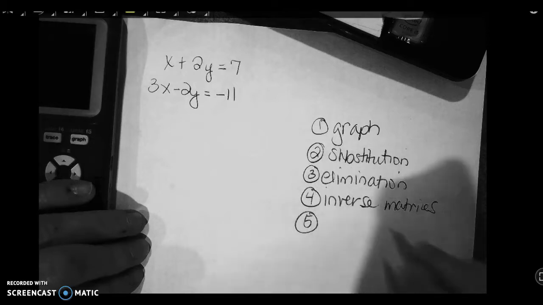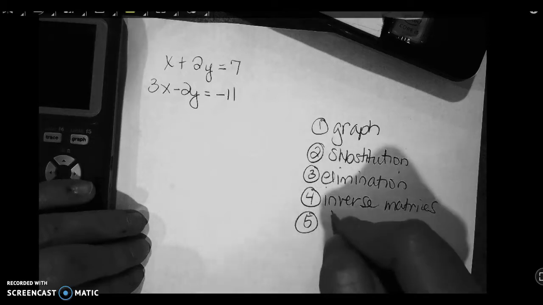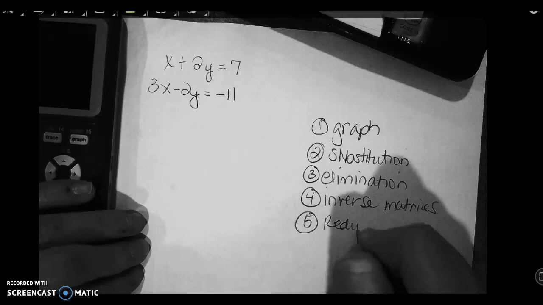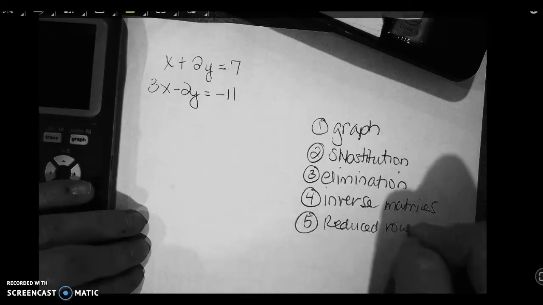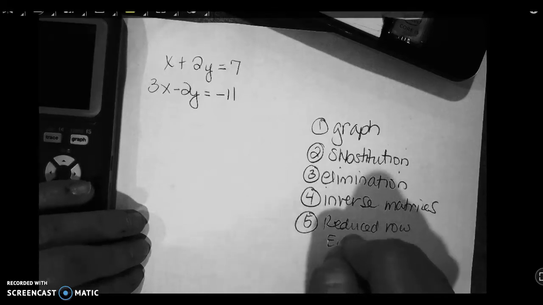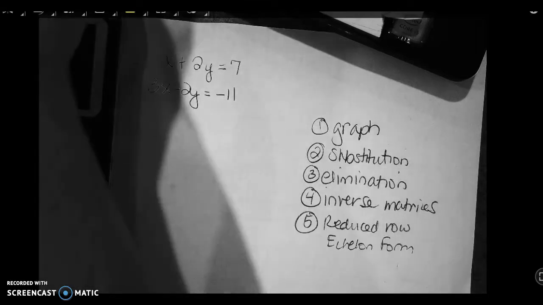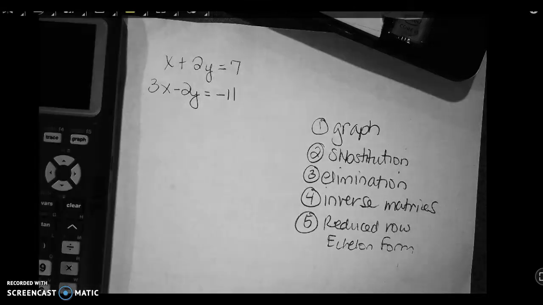And today we're going to look at taking this and writing it as one matrix and using what's called reduced row echelon form. And for our purposes, we're going to let our calculator do the work here.